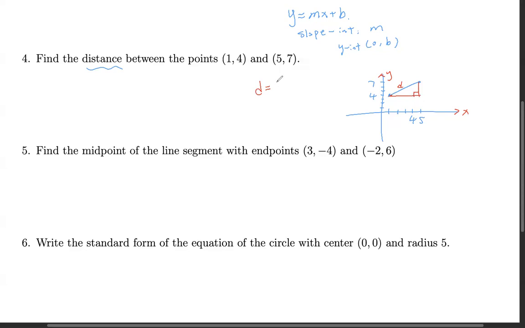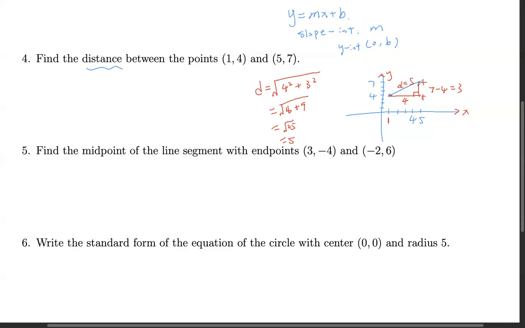By the Pythagorean theorem, D equals the square root. Let's find the length of this base. Here the x value is 1, and here it is 5, so the distance is 5 minus 1, which is 4. So 4 squared plus, the y value here is 7 and here is 4, so 7 minus 4 is 3, and 3 squared. That's the square root of 16 plus 9, which is the square root of 25, which is 5. So D equals 5.